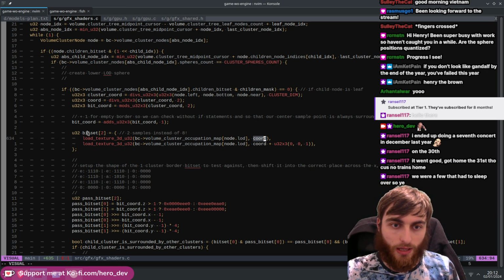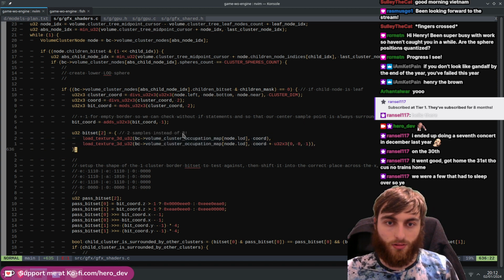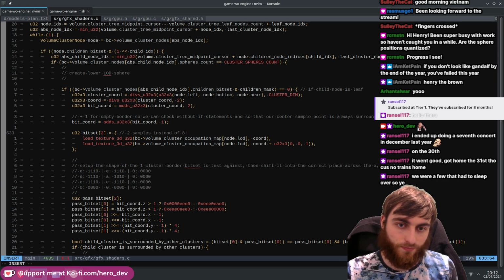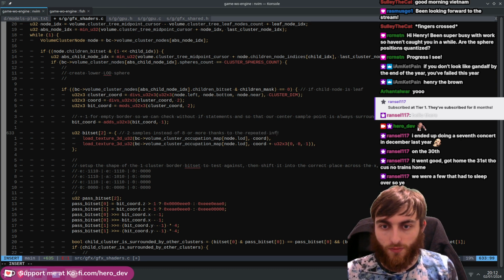So we get, you know, 2 samples instead of 8 or more, thanks to the repeated information or repeated cluster bits.